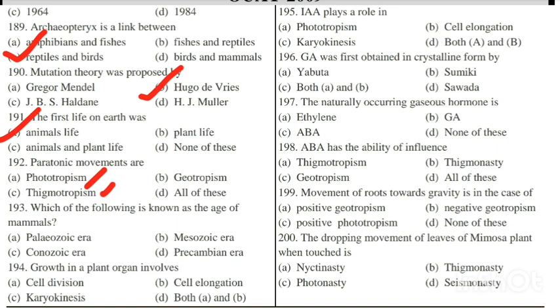phototropism, thigmotropism, geotropism. So the right answer is all of these. Which of the following is known as the age of mammals? The age of mammals is Paleozoic. Next question, growth of a plant organ involves both cell division as well as its elongation. So option D is the correct one, both A and B.